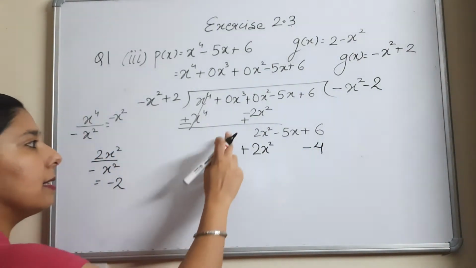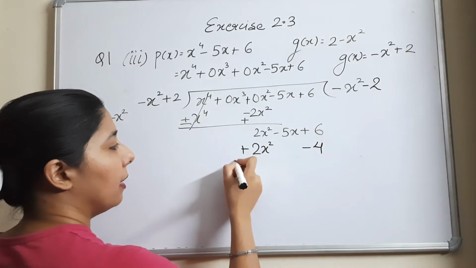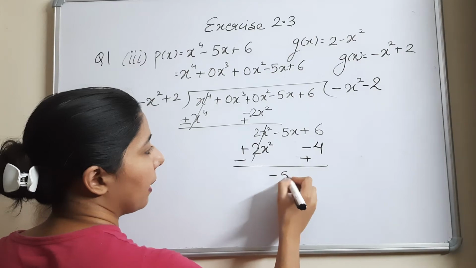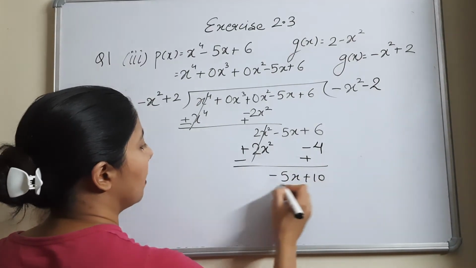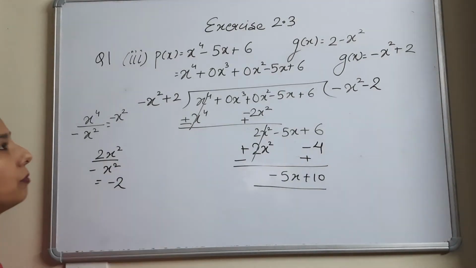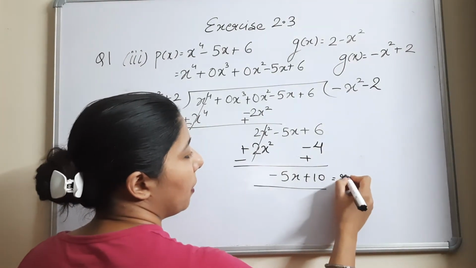Always write the similar terms one below the other. And now change the signs. Now do the calculation. You are left with minus x plus 10. So now you can see that the degree of the remainder is less than the degree of g(x). So you can stop the calculation here.